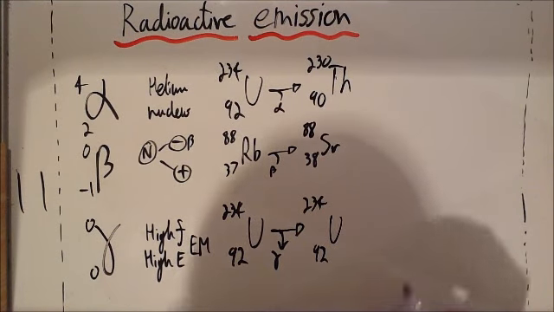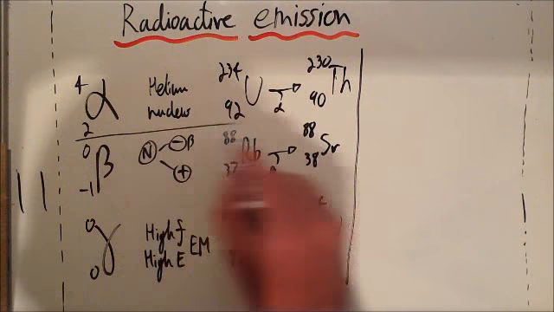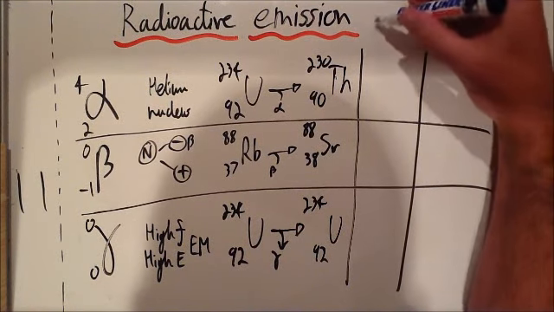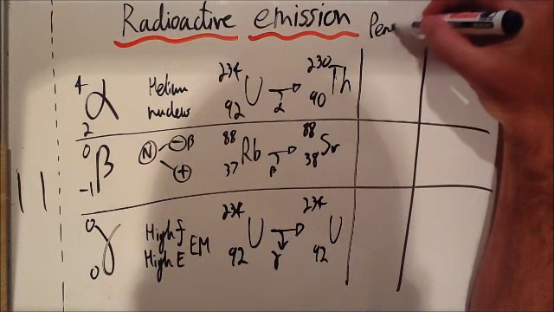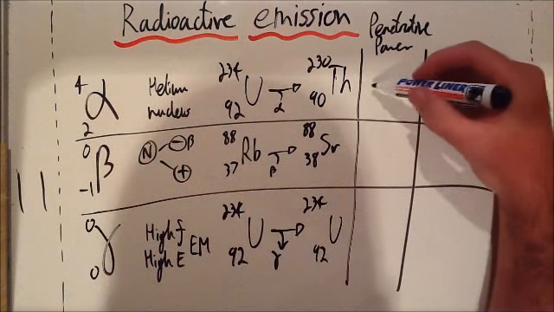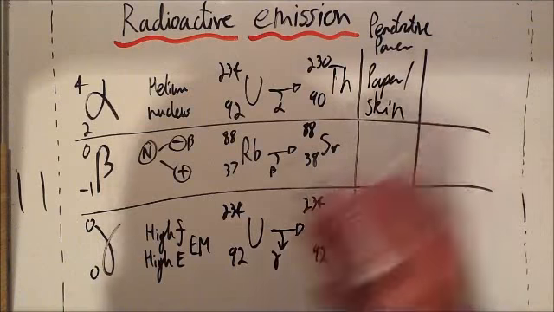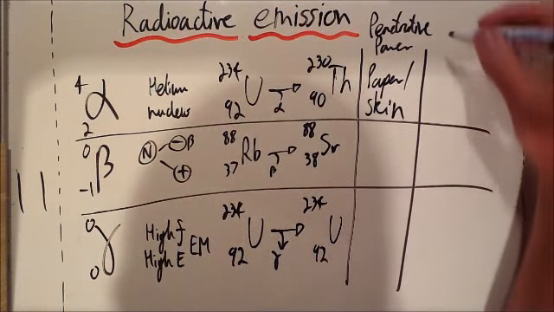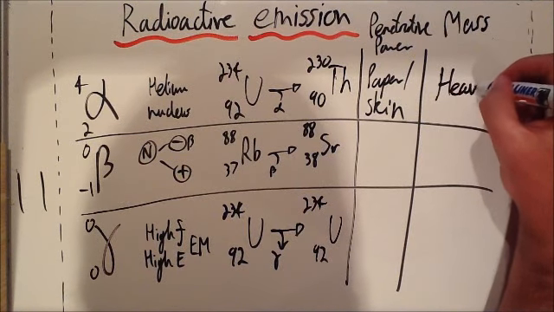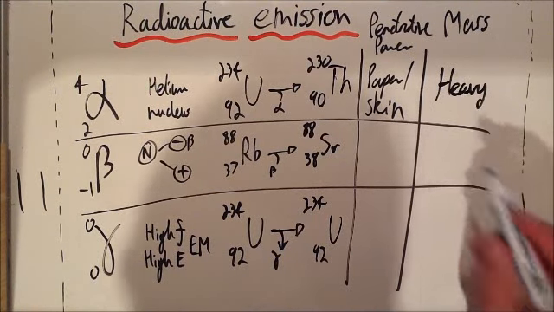Now, what other information do we need to know about? We need to know about the penetrative power of these different types of radiation. It will take paper or skin to stop alpha. So it's not that penetrating. Its mass is relatively heavy compared to the others because it's got an awful lot of mass there. But it's also highly ionizing.